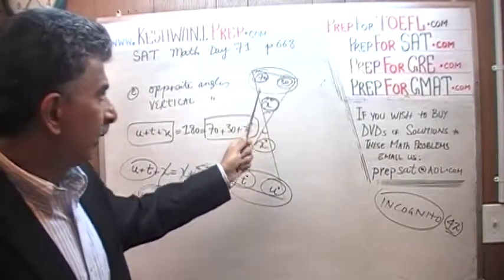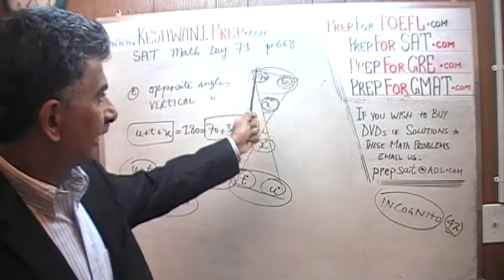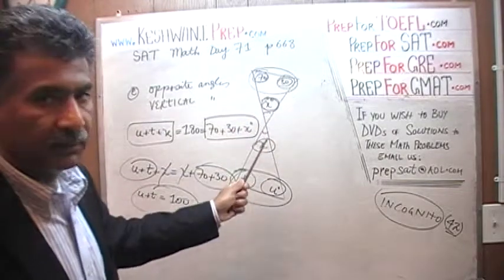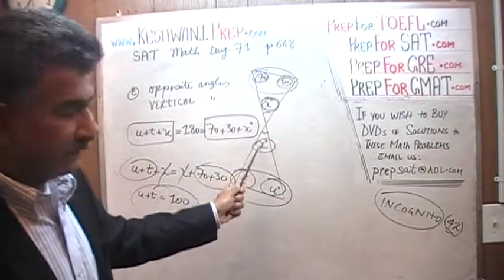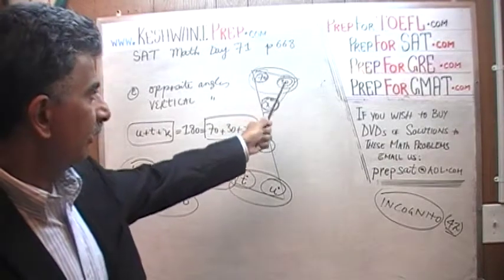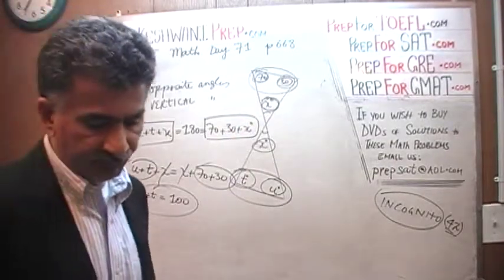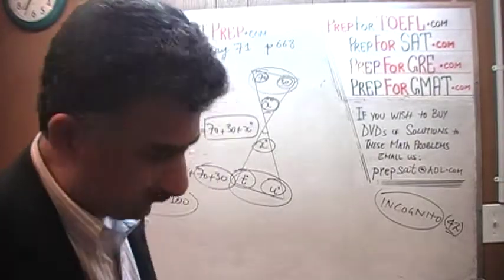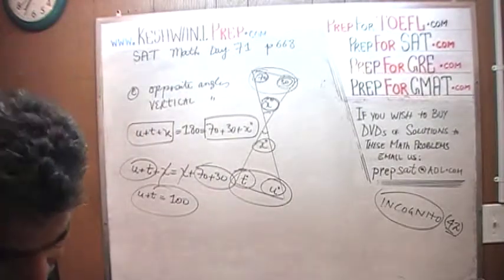They must add up to 100 because these two angles add up to 100 and these two angles are equal to each other. If these two angles are equal to each other, then the sum of these two, t and u, must equal the sum of those two, 70 plus 30. That's it. The answer is 100. The answer is C.